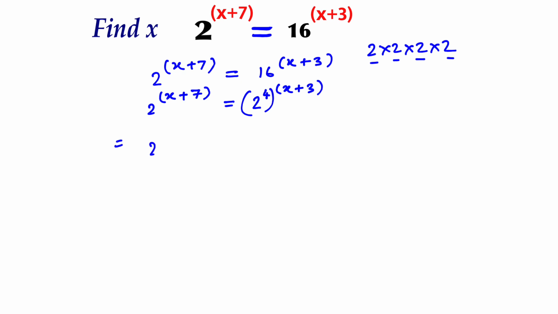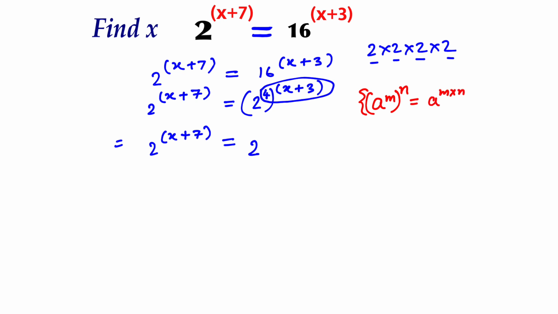Also we can further write in the left hand side same, 2 raised to the power x plus 7 is equal to 2 raised to the power 4, whole raised to the power x plus 3. Now these powers are multiplied. It comes from the rule a raised to the power m and whole raised to the power n is equal to a raised to the power m multiplied by n. So what we are going to do here is 2 raised to the power 4 multiplied by x plus 3.